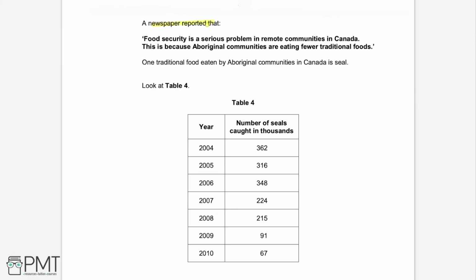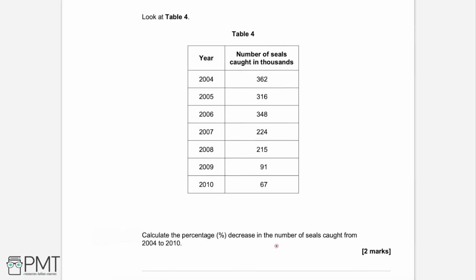A newspaper reported that food security is a serious problem in remote communities in Canada. This is because Aboriginal communities are eating fewer traditional foods. One traditional food eaten by Aboriginal communities in Canada is seal. Look at Table 4. Table 4 shows in one column the year, from 2004 to 2010, and in the other column the number of seals caught in thousands. And we can see a clear trend of decreasing down the years.